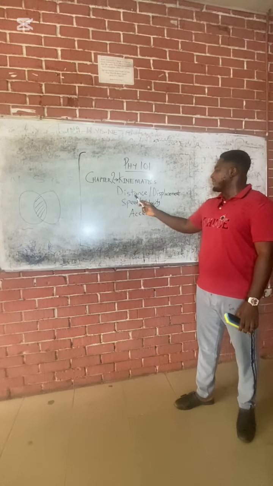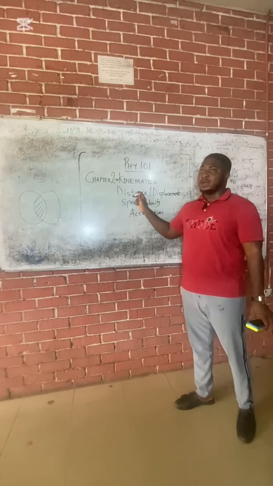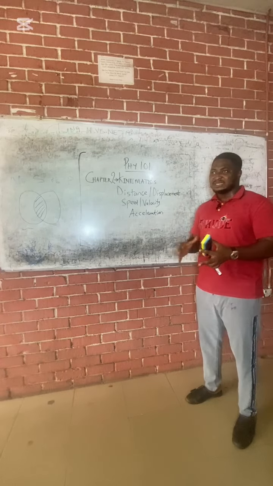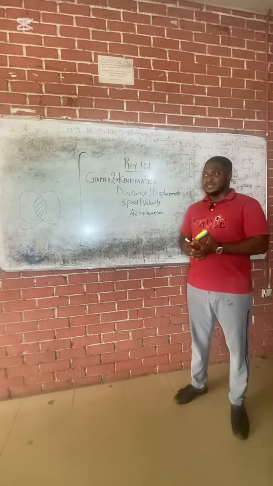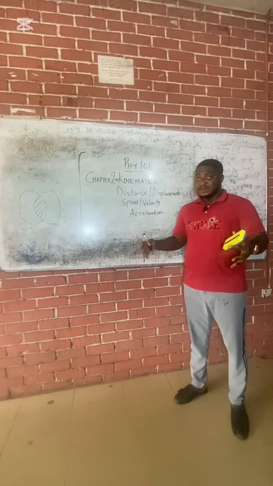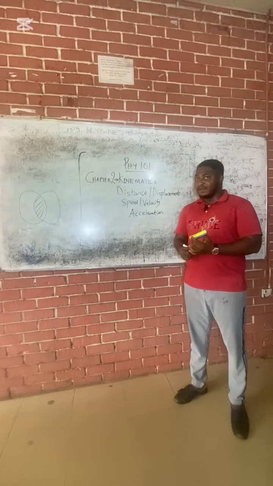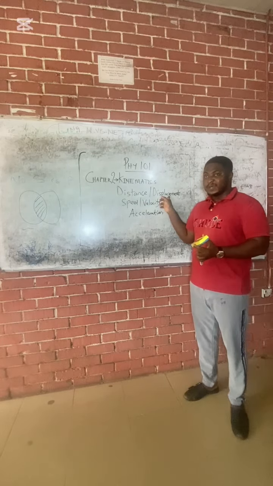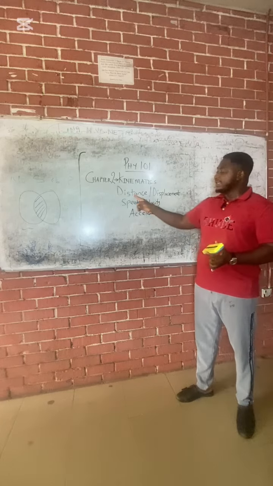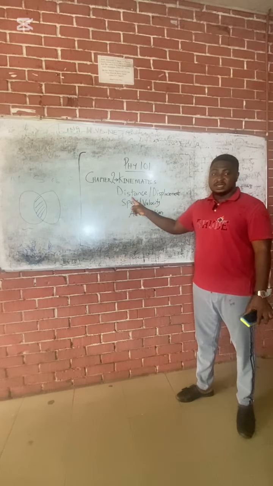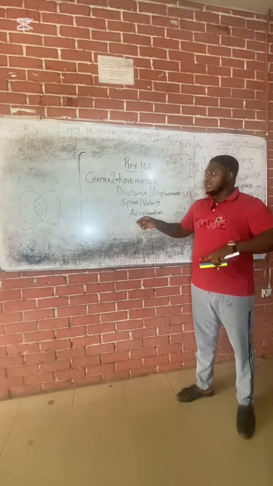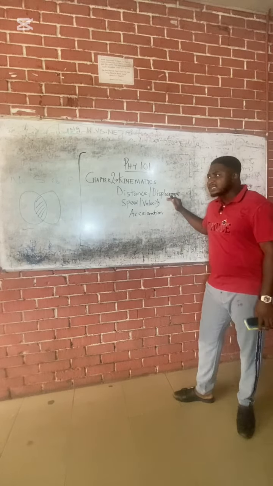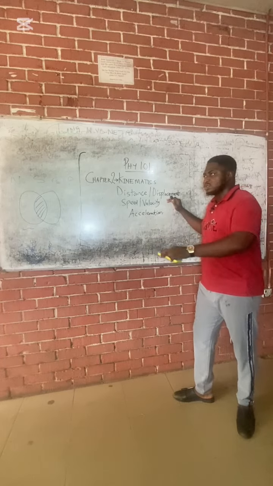Class, why do we have distance or displacement here? Because one is a scalar quantity, the other is a vector. A distance is the length covered by a body without reference to direction. But displacement is the distance covered by a body with respect to direction. So distance just gives us the distance covered without direction, while displacement gives us the distance covered with respect to direction.